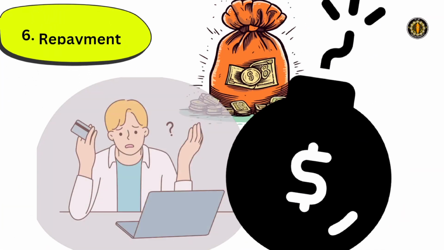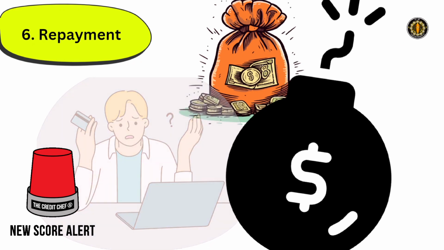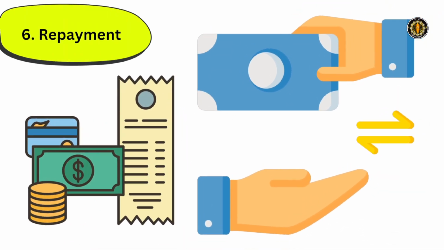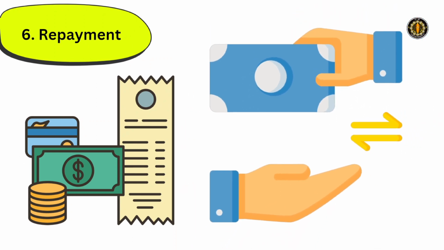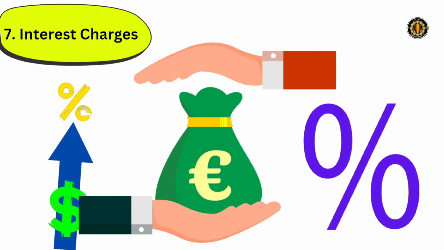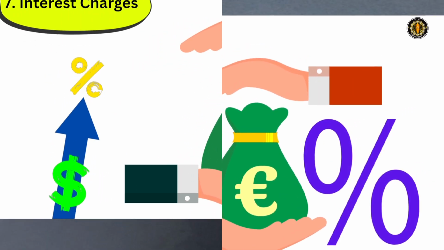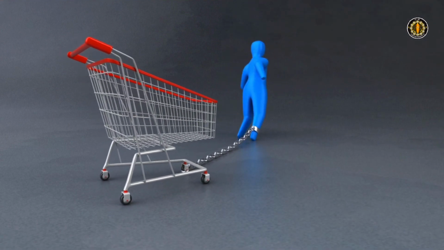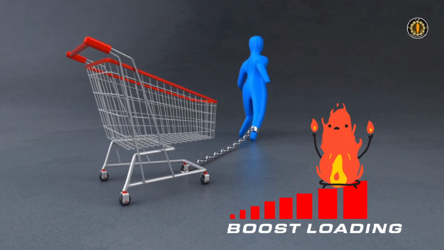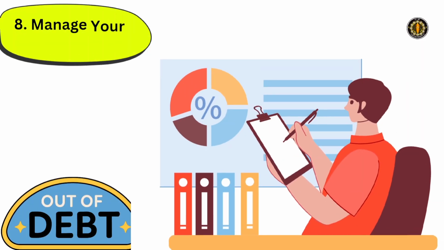6. Repayment. As you borrow money from your line of credit, you'll need to repay it according to the terms set by the lender. This usually involves making regular payments, which may include interest and principal, depending on the type of line of credit you have. 7. Interest charges. Interest is charged on the amount of money you borrow from your line of credit. The interest rate can be fixed or variable, and it's important to understand how it's calculated to manage your borrowing costs effectively.